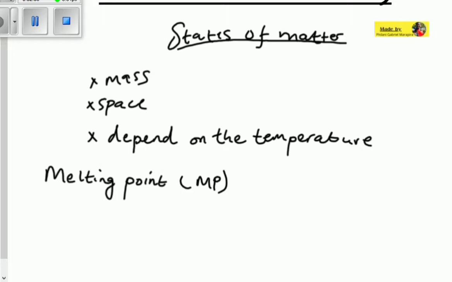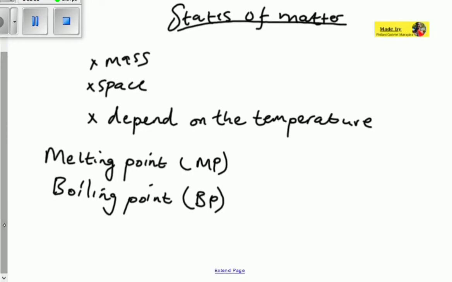We also have the boiling point. The boiling point of a substance, let's abbreviate it with BP, is the temperature at which its state of matter is going to change to the gaseous state. So this is the boiling point. The melting and boiling points tell us exactly when a substance will melt, or when it will boil.